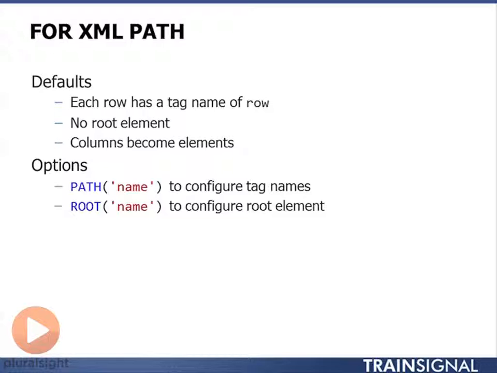Now, what you're going to notice about for XML path is that the defaults are strikingly familiar. Each row is going to have a tag name of row. There's no root element. And you're going to notice one slight difference from before is that by default, our columns are going to become elements. We do have the ability to specify in path the different tag names. So, for example, for each category, I want that to be called category. I can specify that there. You'll also notice that we've got root.